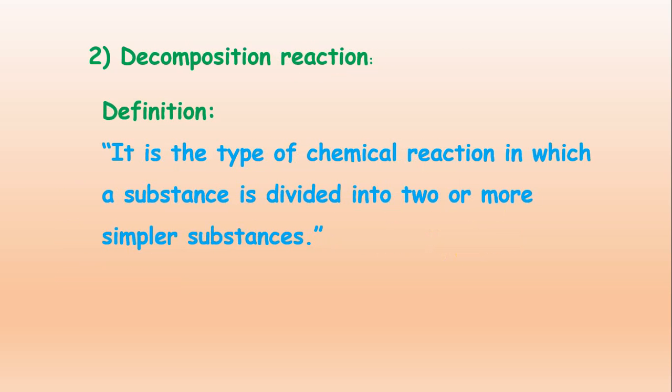The second type of reaction is decomposition. In this type of chemical reaction, one substance is divided into two or more simpler substances. Here we have one compound, and that is broken down into two or more different products. So this is called the decomposition reaction.